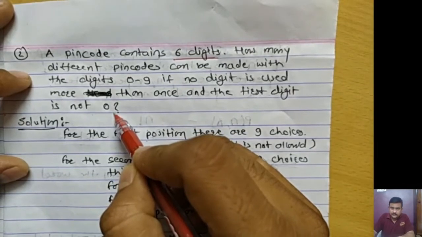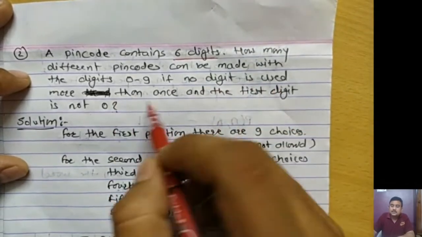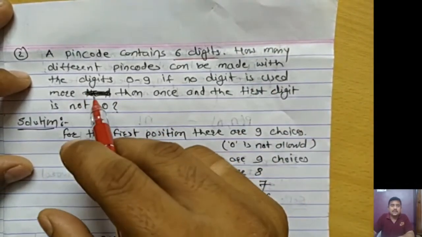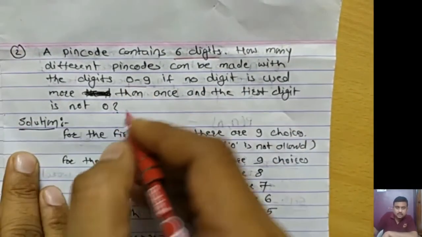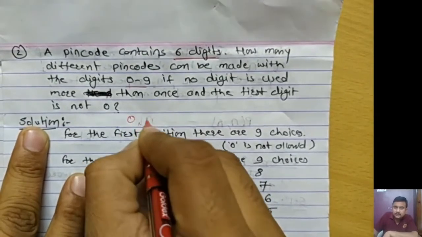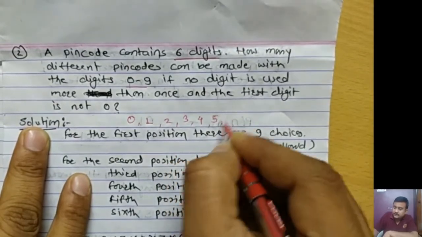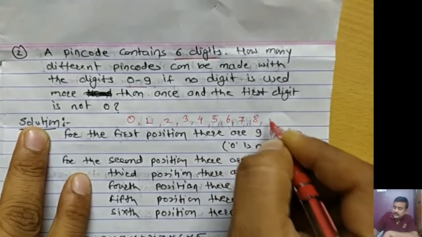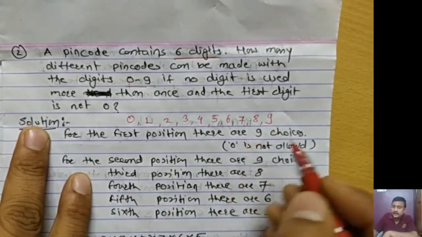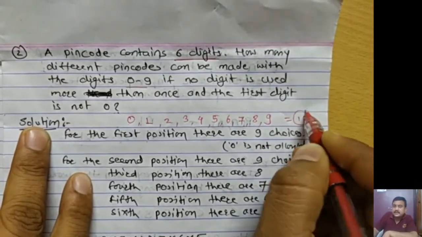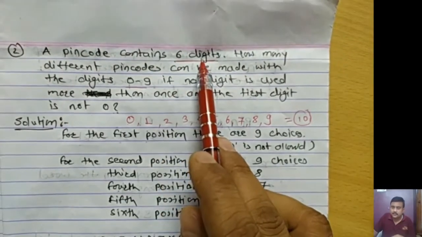First, consider that no digit is used more than once. It means that no digit will be used more than once, and the total digits given are 0 to 9. Those digits are 0, 1, 2, 3, 4, 5, 6, 7, 8, 9. So counting from 0 to 9, we get a total of 10 digits. Out of these we have to use 6 digits to make a pin code.